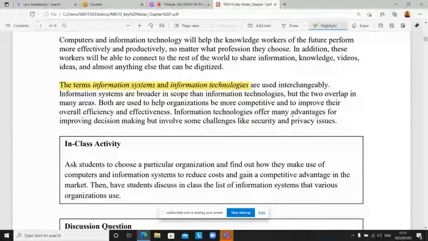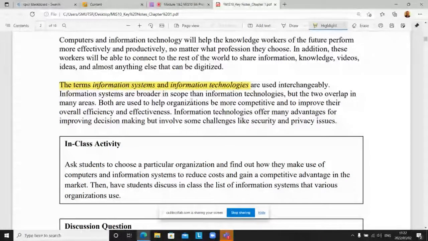Information technologies is much narrower in concept, and an example of an information technology would be Sage Pastel that you will be using in second year in AIS 1A, Accounting Information Systems 1A. You will be learning about Sage Pastel and accounting in there. And that is an example of an information technology.